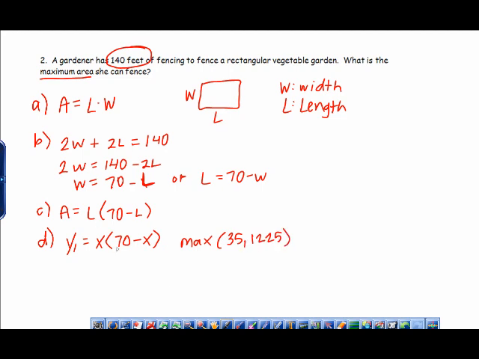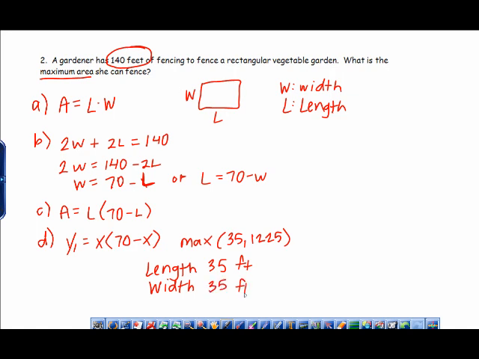35 is the length. So the length is 35 and we're in feet. So what would the width be? Well, you think about the fact that these two are going to add up to 70, because all four are going to add up to 140. The width is also 35.